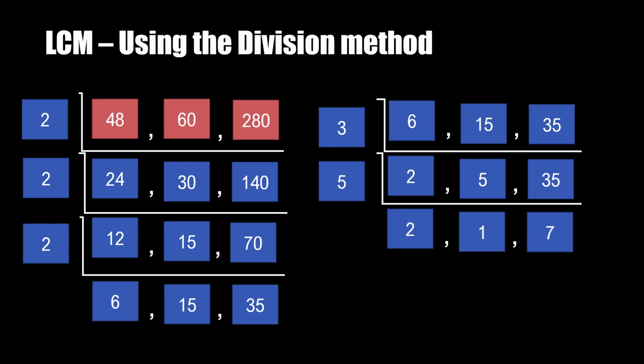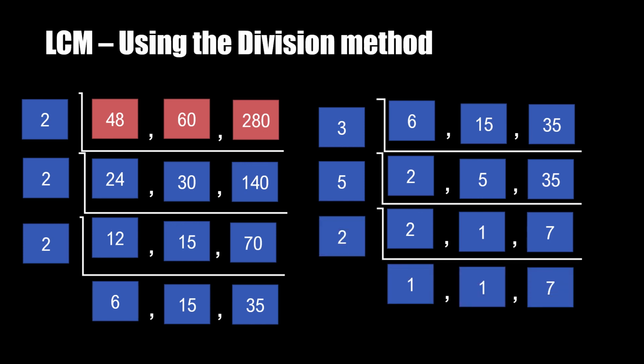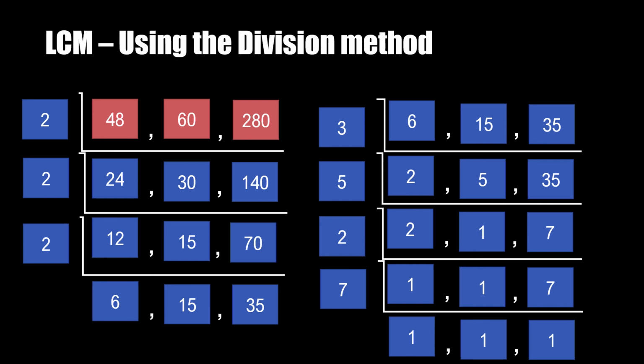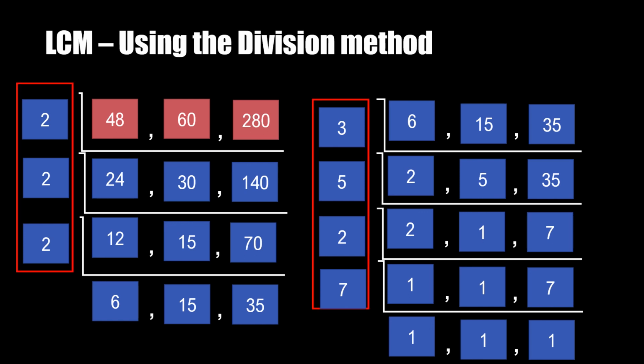In the last line, I divide by 2 and I get 1, 1 and I copy 7 to the next line. Finally, I divide by 7 and I get all ones as the last line. So I have finished my division. So what is the LCM? I multiply all the small prime numbers I divided the numbers by, and I get the LCM as 1680. So this is how we use the division method to find the LCM of a number.